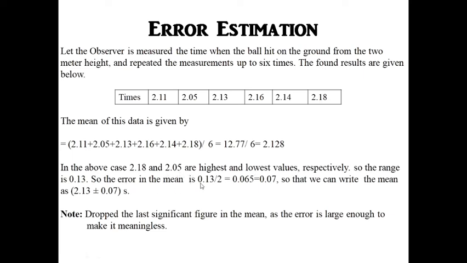So we will calculate the range like this. Simply take the difference between the two numbers and divide by 2. This will represent the error in the mean. So we can write the error like that. And note, drop the large significant figures in the mean, as the error is large enough to make them meaningless.